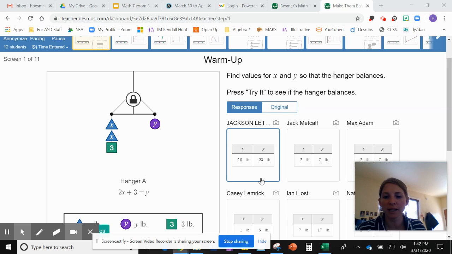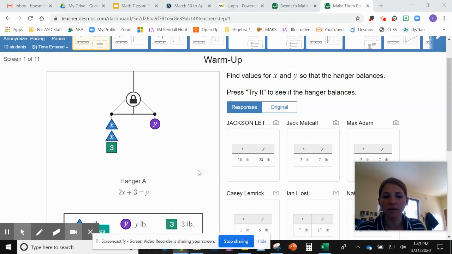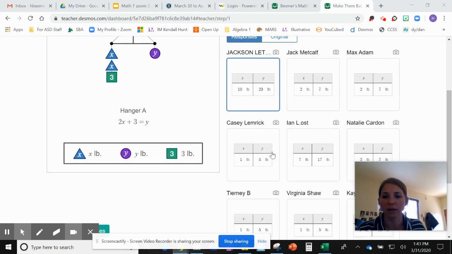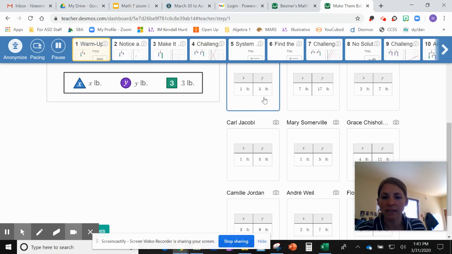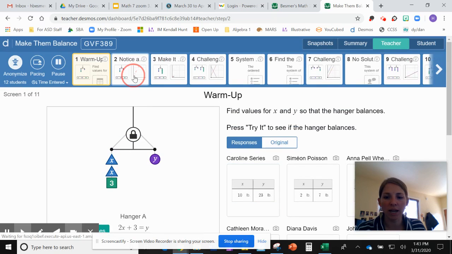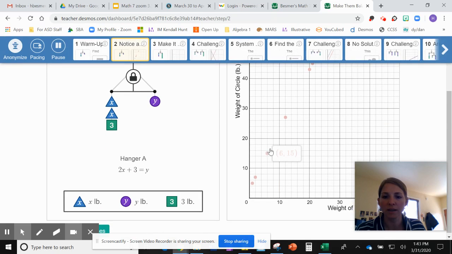And in the first couple of slides, and you guys had a lot of success here, was just noticing that there's lots of different values for X and Y that can make this hanger balance, right? As I look through, and I can actually anonymize you guys, sorry, you can see all the different possible solutions here. So when you went on to the next screen and you were doing some graphing, you could see that all of these were solutions to the system. They all are, it's a linear representation. So all of our points follow a line and they all can make that hanger balance.